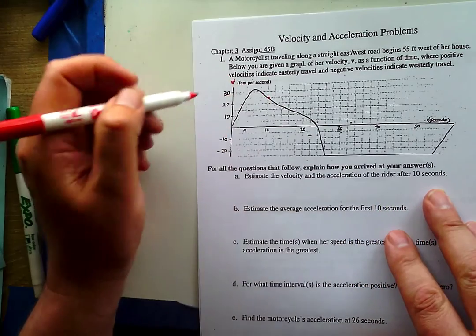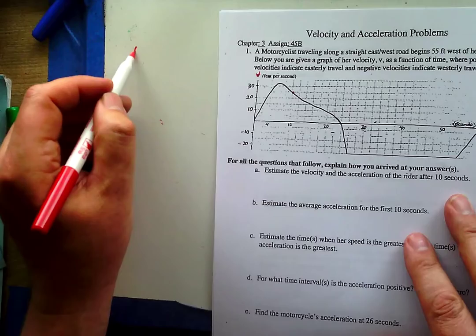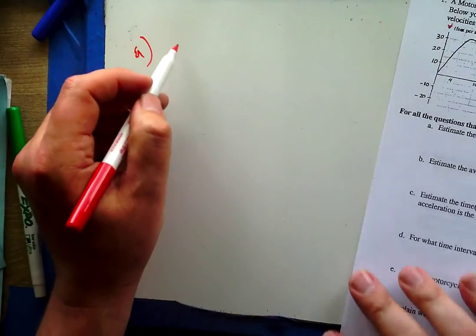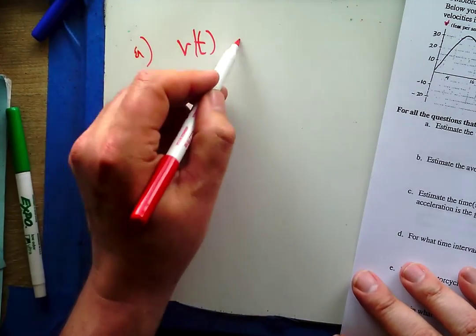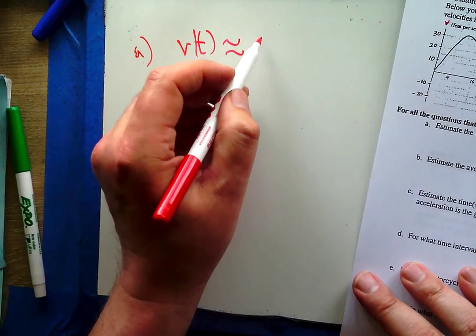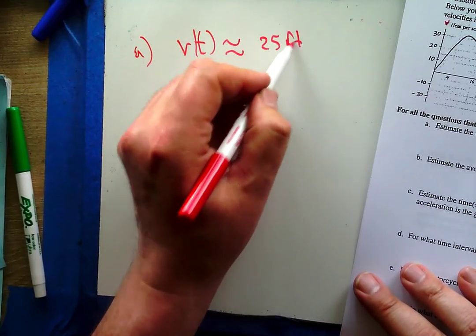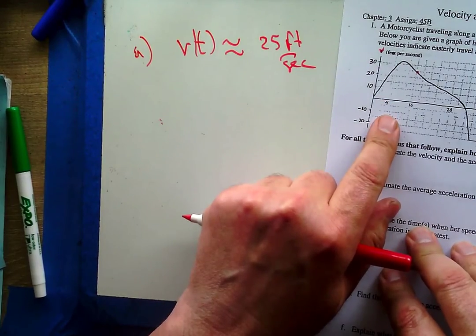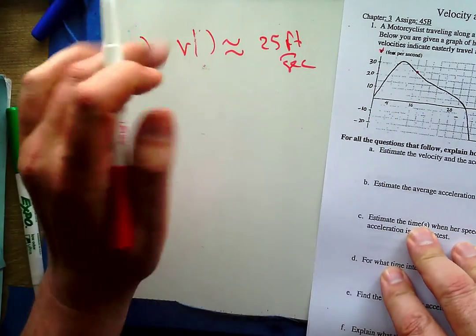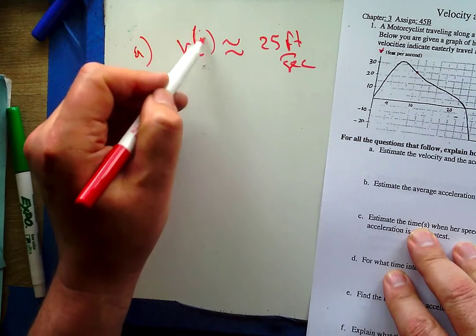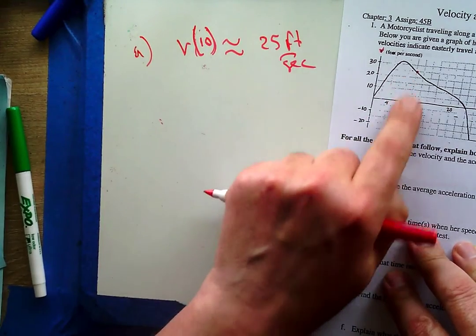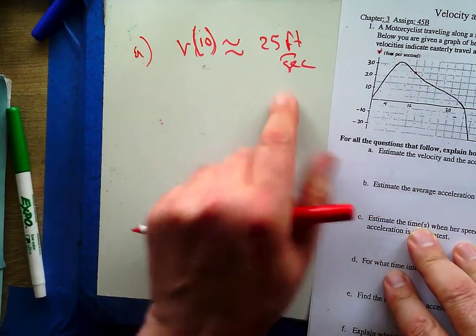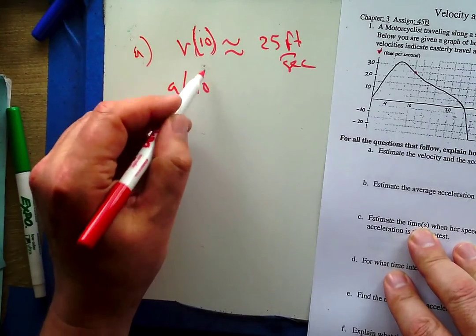Well, that looks like a v of 10 is approximately 25 feet per second. How did I know that? Well, this is a graph of velocity, and I'm looking for a velocity at time equal to 10. So I look over at 10, I see the y value there is 25. But I'm also supposed to find the acceleration.